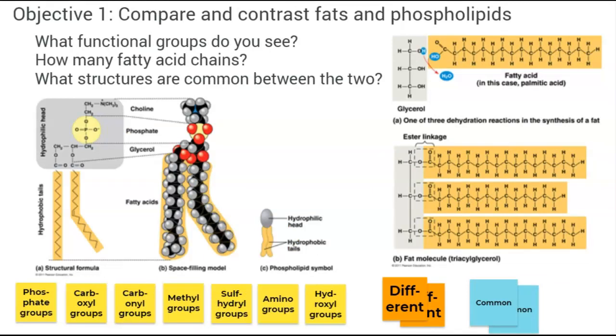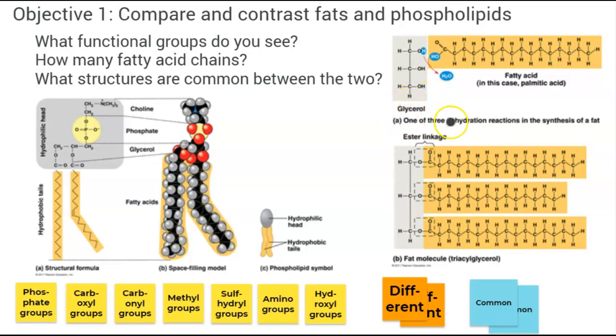So if we move on to our next objective, which is to compare and contrast the fats and phospholipids, I again want you to look at this and process the images. What functional groups do you see? How many fatty acid chains are there in the fats and the phospholipids? And what structures are common between the two?